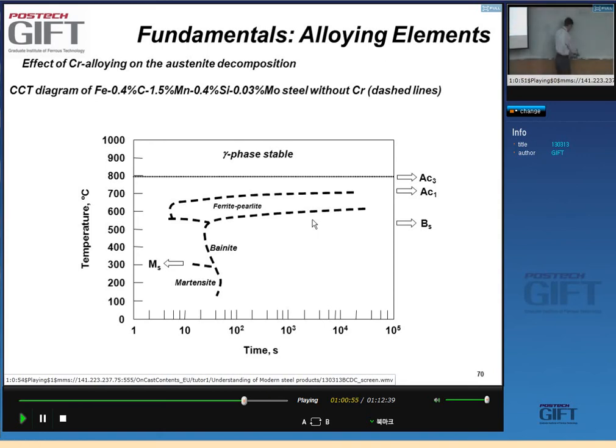So, a continuous cooling diagram, yes? To use it, you need to decide for yourself a cooling rate, yes? So a cooling rate basically means temperature as a function of time, yes? And here you also have temperature as a function of time. So you have to decide what cooling rate we are talking about. Say this cooling rate. This would be the temperature plot as a function of time.